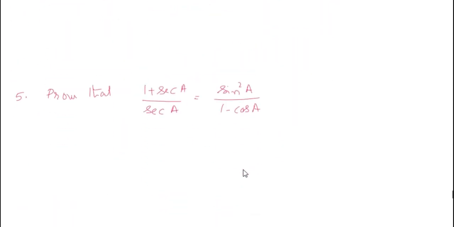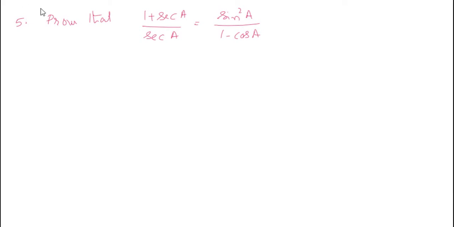Fifth exercise, prove that (1 plus secant A) divided by secant A is equal to sin square A by (1 minus cos A). Let us take LHS. LHS equals (1 plus secant A) divided by secant A. Let us represent this in terms of cos. So it is (1 plus 1 by cos A) divided by 1 by cos A.